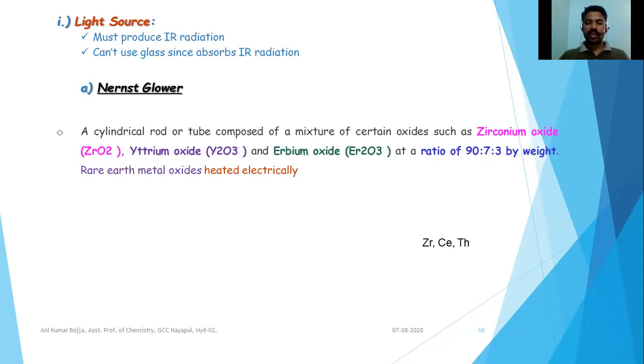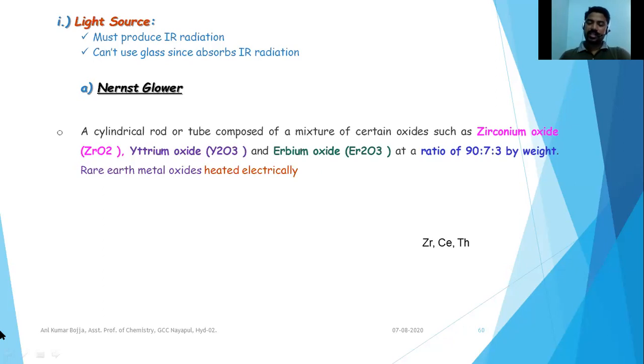Here, zirconium oxide, yttrium oxide, and erbium oxide, these three oxides are used in the ratio of 90 to 7 to 3. 90% zirconium oxide, 7% yttrium oxide, and 3% erbium oxide, used in combination. It is a cylindrical rod or tube made out of zirconium oxide, yttrium oxide, and erbium oxide, in the ratio of 90 to 7 to 3 by weight.